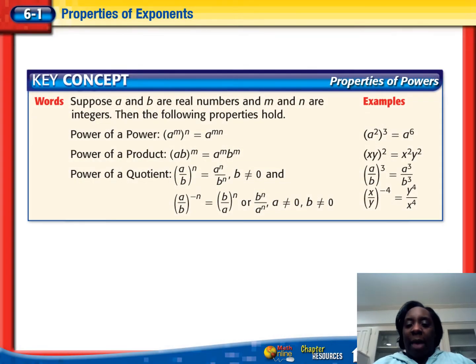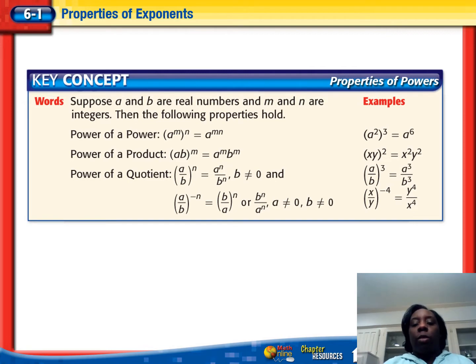Okay, so now we're back, and what we're talking about is a power of a power, a power of a product, and a power of a quotient. Most of those really mean the same. The power of a power is good enough. If you understand that, you'll understand the rest of the rule.